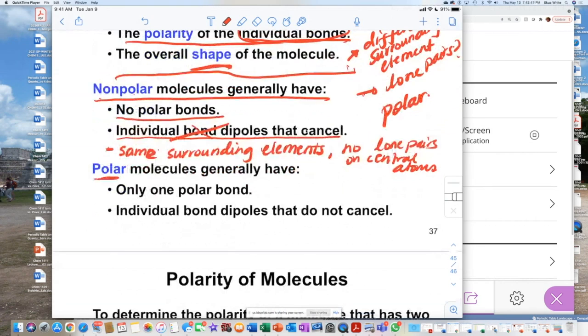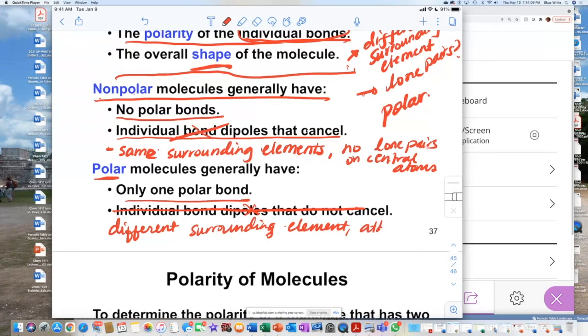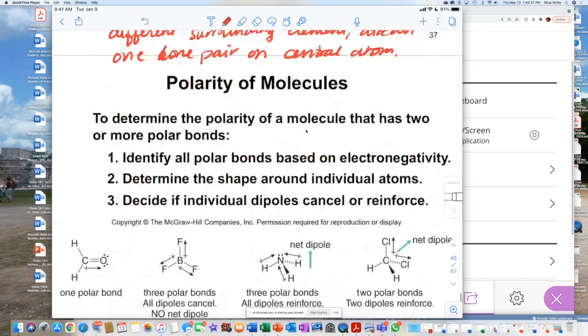Okay? With polar molecules, it says you at least have to have one polar bond. And then here, if this makes sense to you, this is great. Remember, with polar molecules, you have to have either different surrounding elements or at least one lone pair on the central atom. Okay?